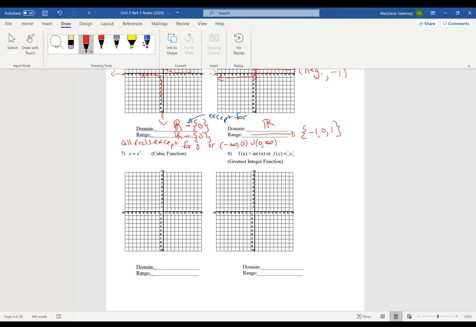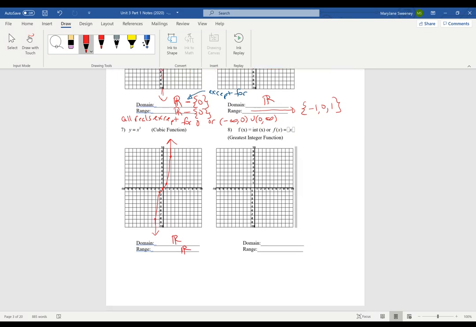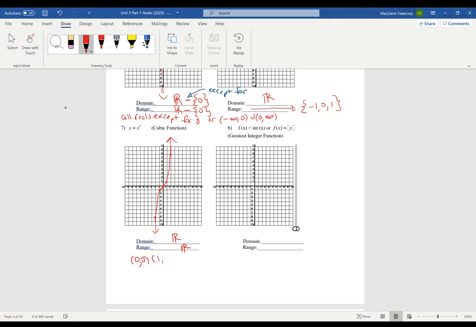Cubic function: 0 cubed is 0, 1 cubed is 1, 2 cubed is 8. -1 cubed is -1, and -2 cubed is -8. Domain and range are all reals. So I'm going through 0, 0, 1, 1, 2, 8, and then -1, -1, -2, -8.